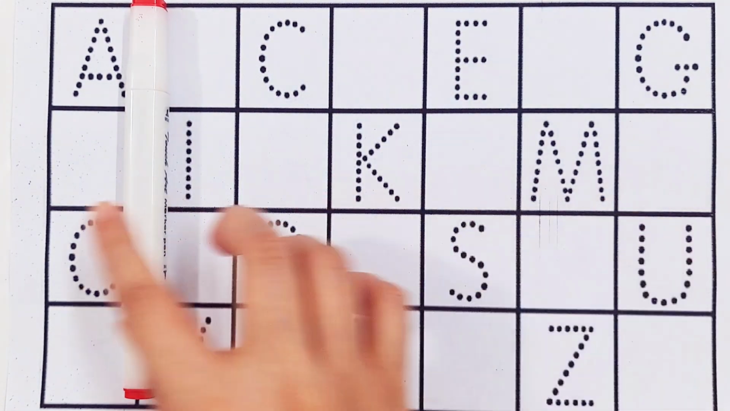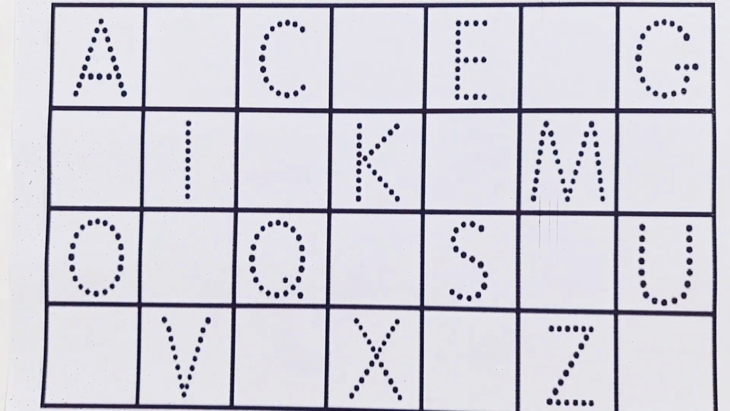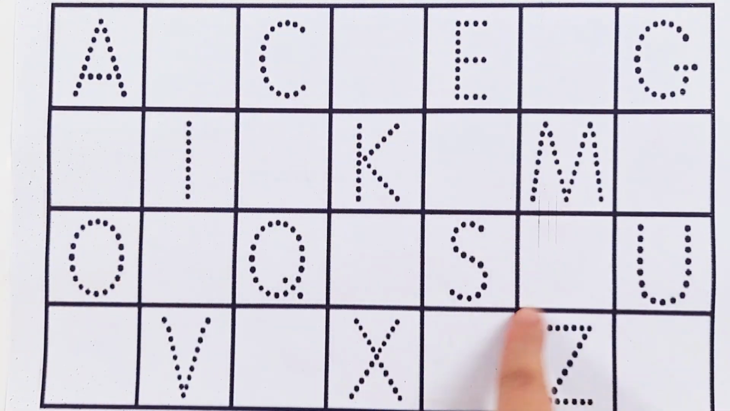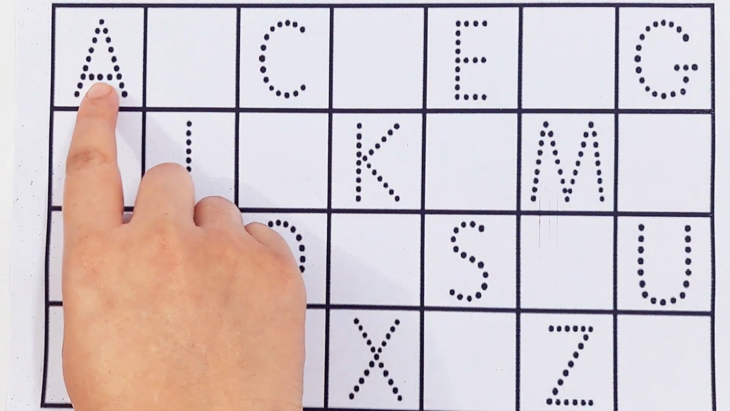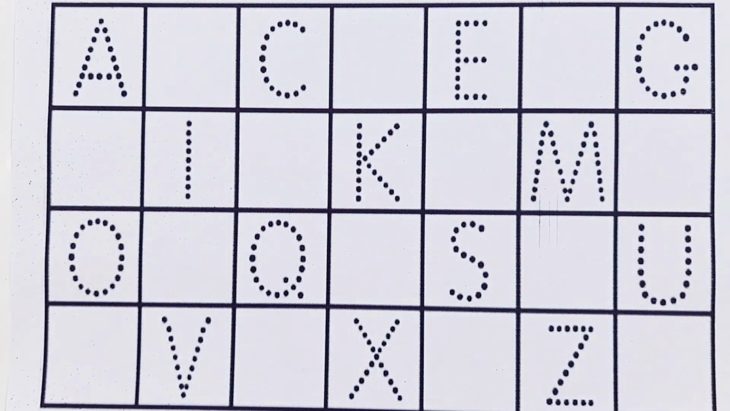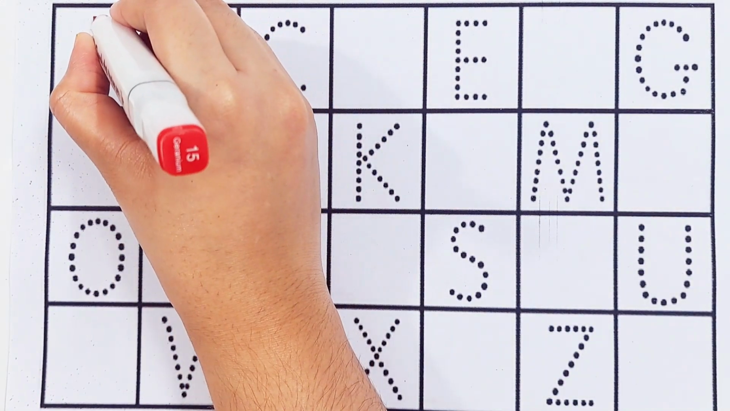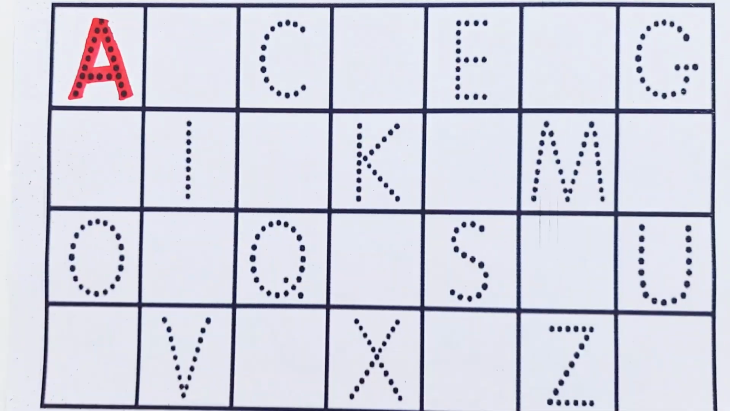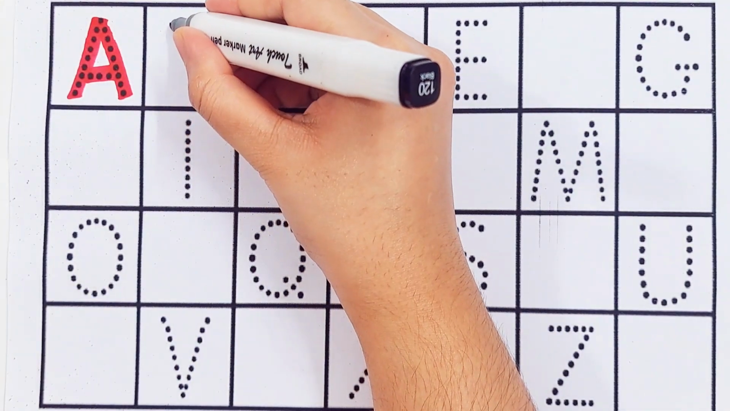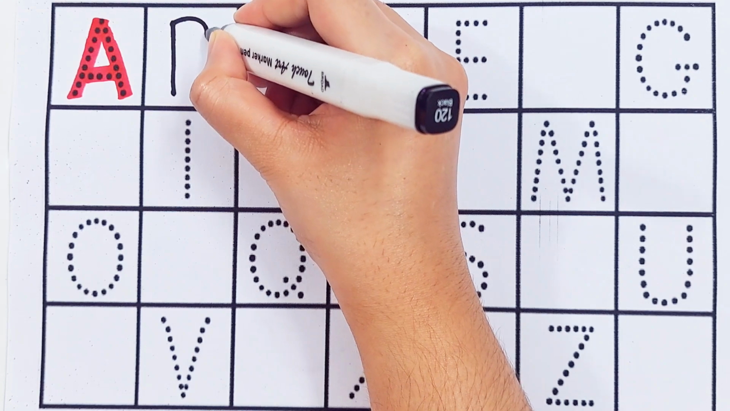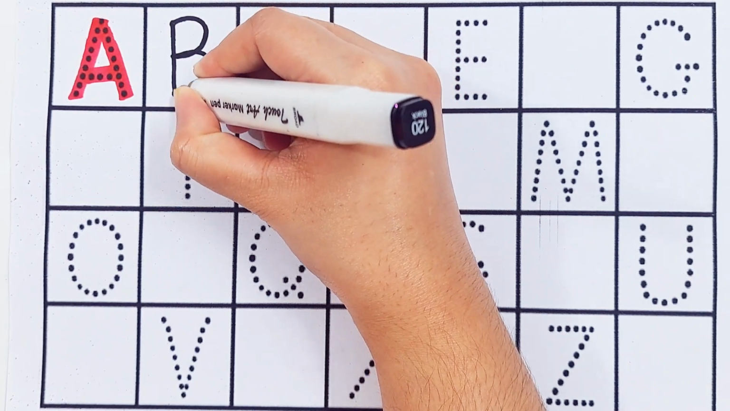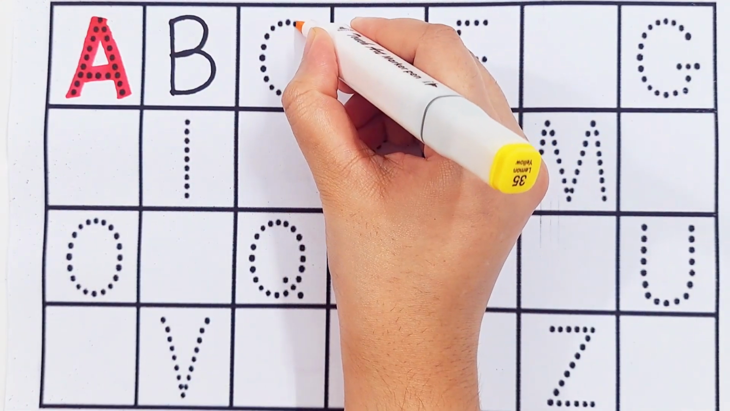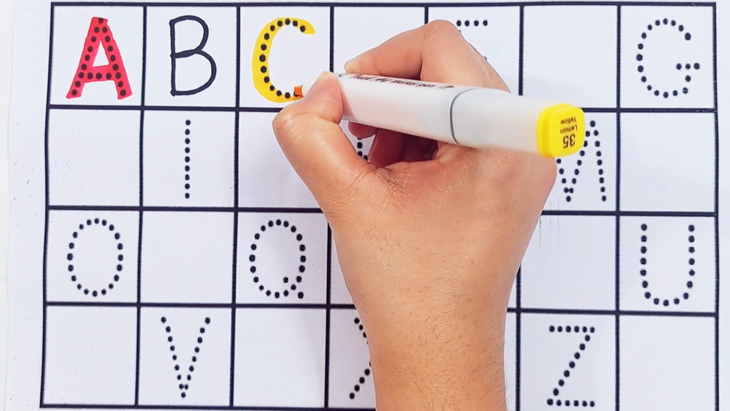black color, red color. Today we will try to learn some alphabets: A, B, C, D. A for aeroplane. B for butterfly. C for chocolate.